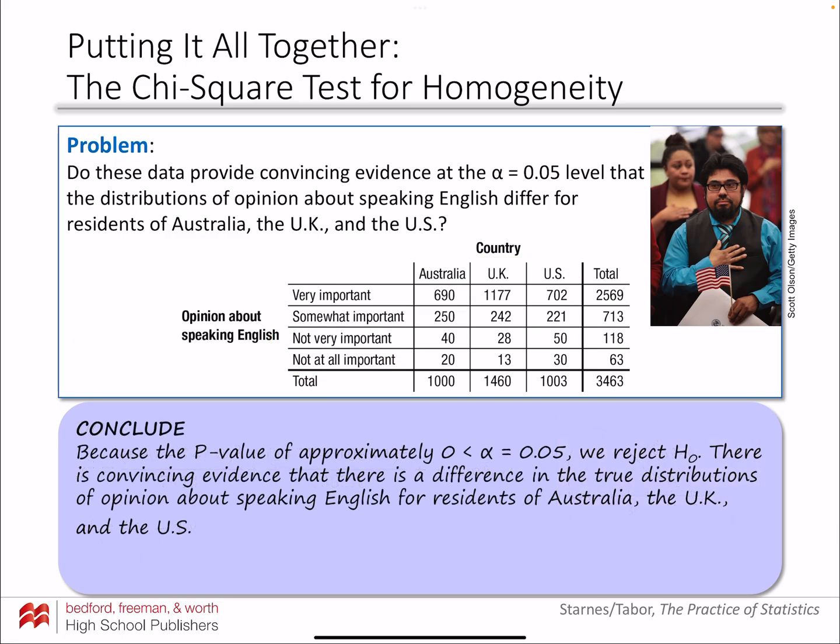So we need to draw a conclusion. So the p-value is really small, approximately 0, obviously less than alpha. We're going to reject H0 and say that we have strong evidence because our p-value is so small. You can even say we have very strong evidence that there is a difference in the true distributions of opinion about speaking English for residents of Australia, UK, and US. So remember, the smaller that p is means the more strong your evidence is. All right?